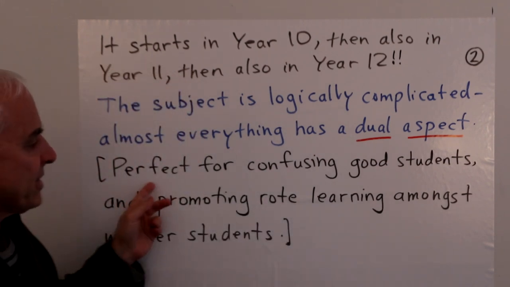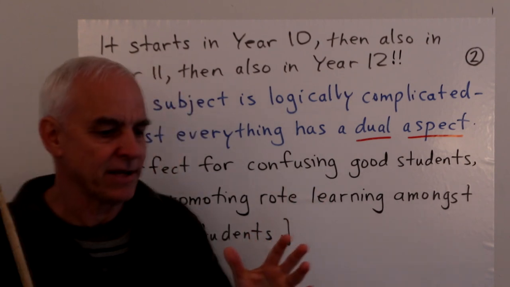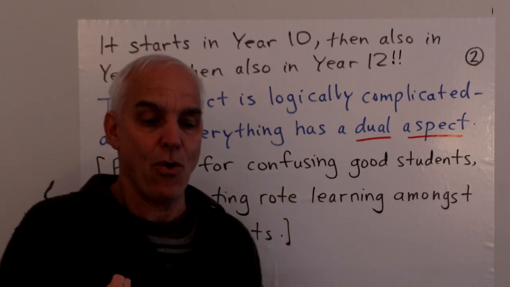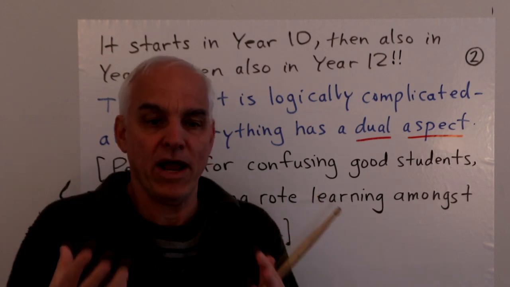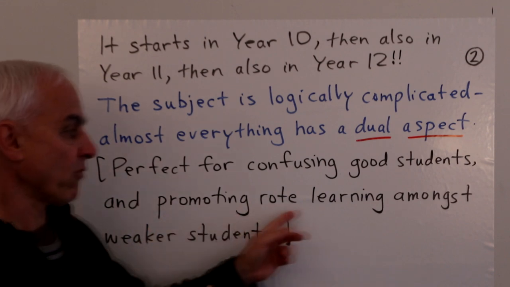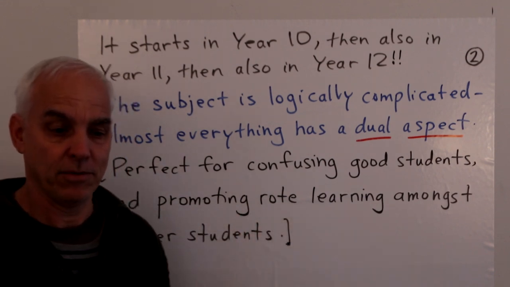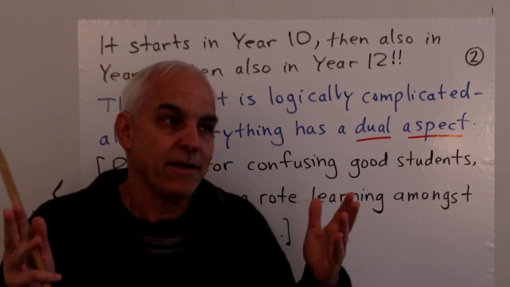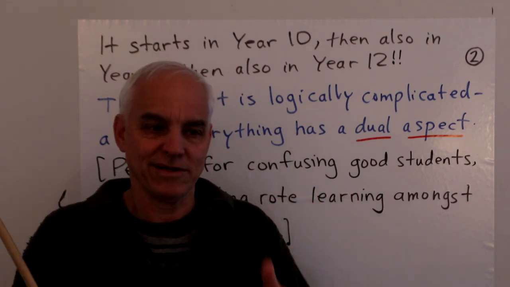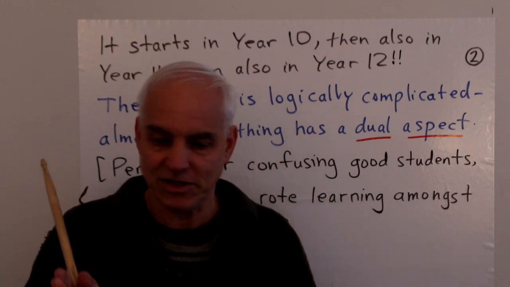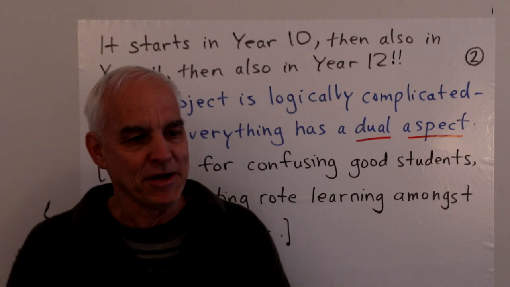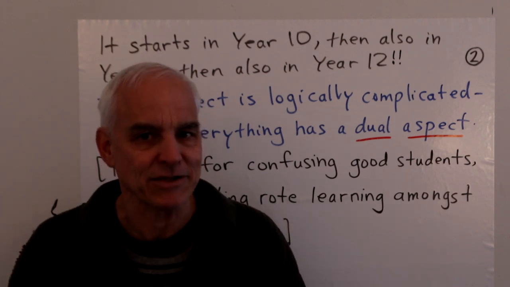So this kind of setup is really perfect for confusing good students, because good students want to know why things are the way they are. On the other hand, it's also good for promoting rote learning amongst weaker students, because the weaker students think, well, okay, the only way of getting through this is by memorizing what you have to do. In such a situation, you do this, and in such a situation, you do that.